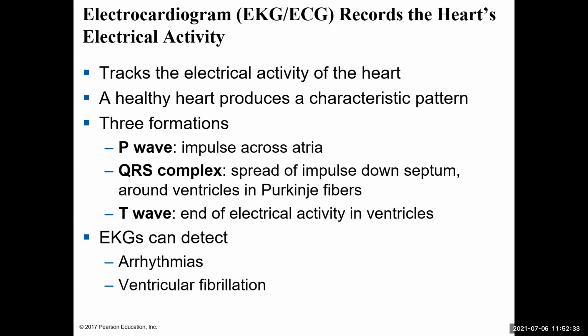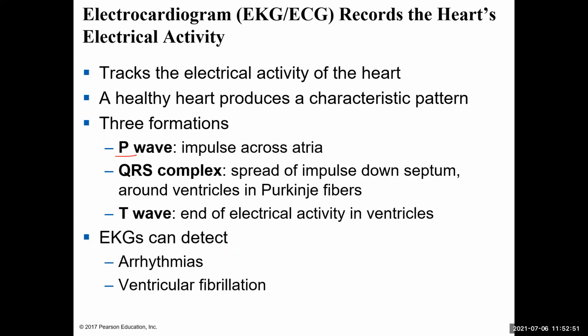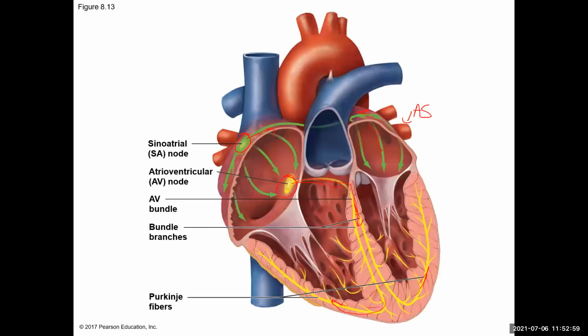And so a healthy heart produces this characteristic pattern that has three specific formations. Your P wave, which is the impulse across the atria, right? So the green lines here are the P wave. So this is the P wave. The QRS complex is the impulse spreading down the septum, around the ventricles, and in the Purkinje fibers. So the yellow line, right? So the green is the P wave, and then the yellow is the QRS complex, okay?